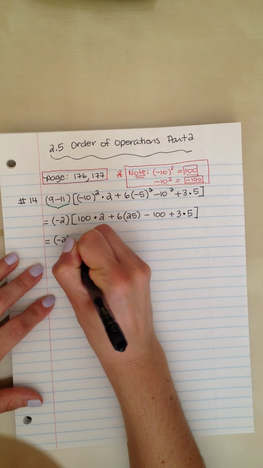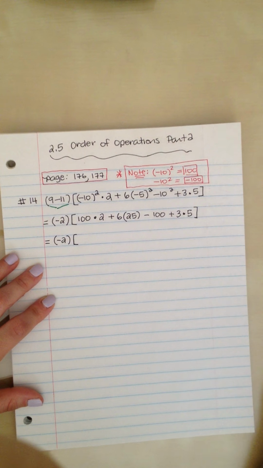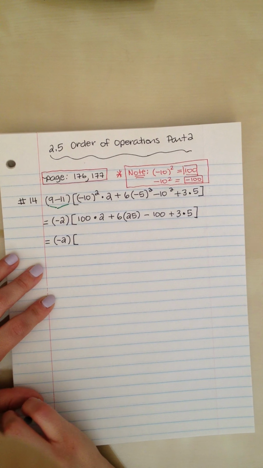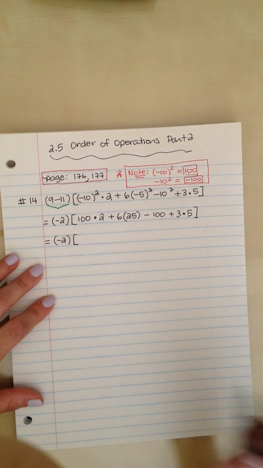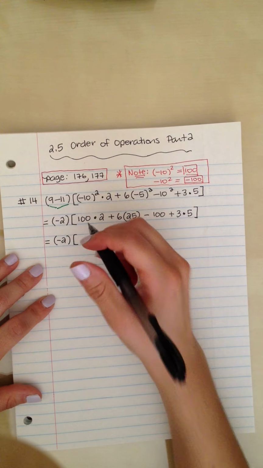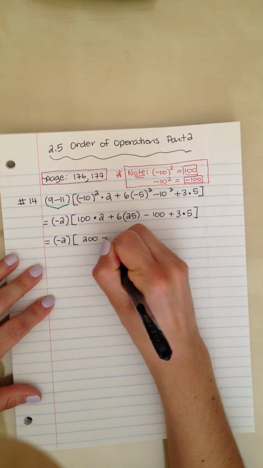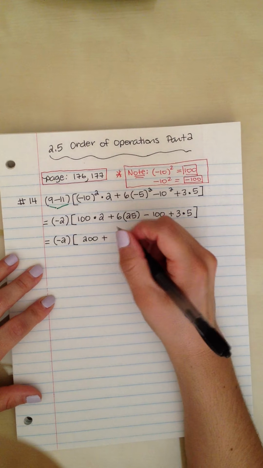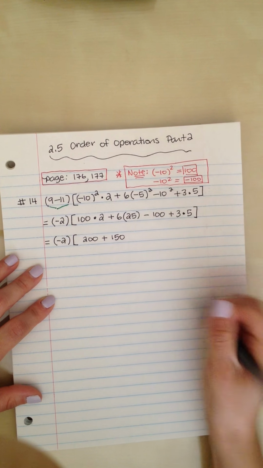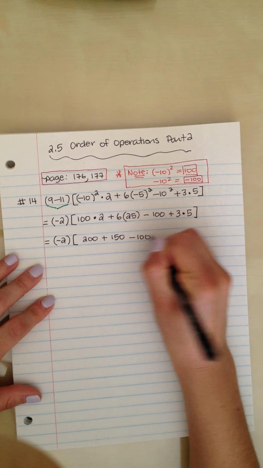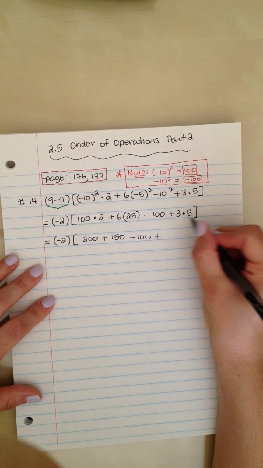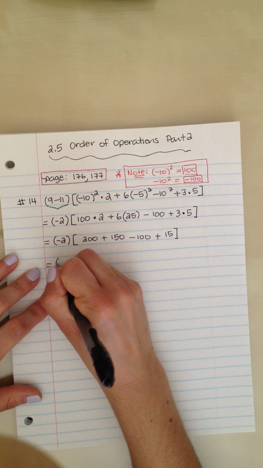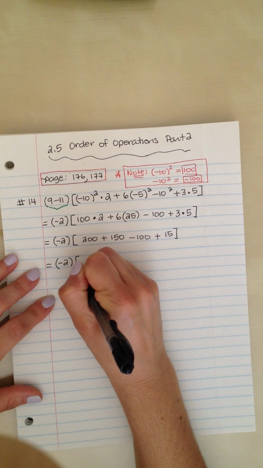Carry down your negative 2. And then we have our bracket. Since we completed the exponent simplification, let's now multiply. Start on the left. So we have 100 times 2. That gives us 200. Plus, I can also multiply 6 times 25. So that gives us 150. Minus 100. Plus, we can also do 3 times 5, 15. Close your bracket. Okay. Negative 2 in parentheses and then bracket.